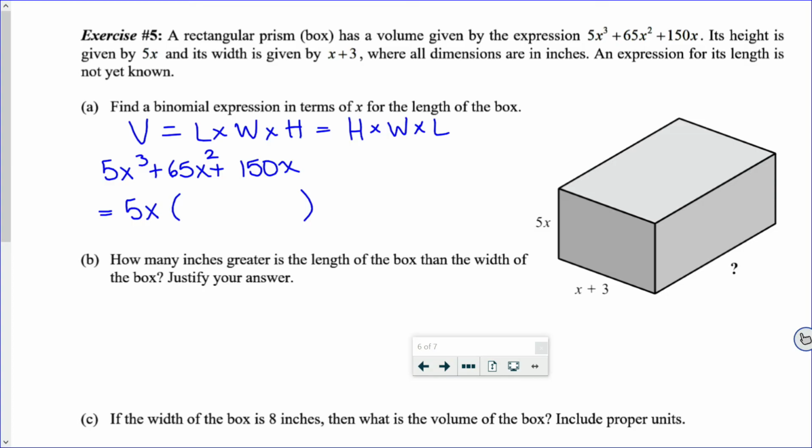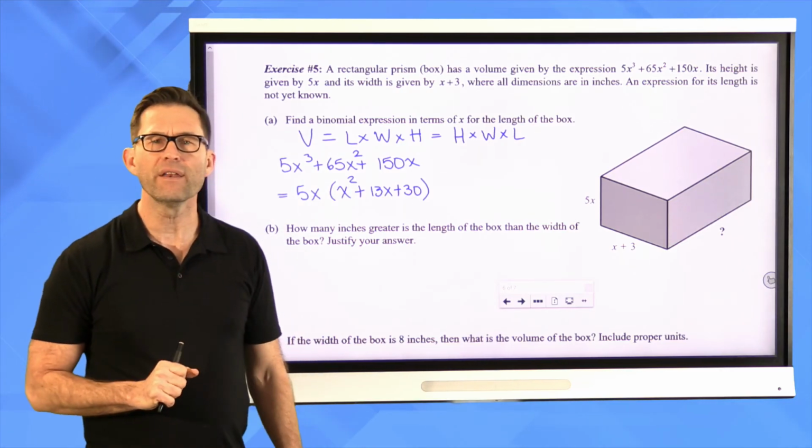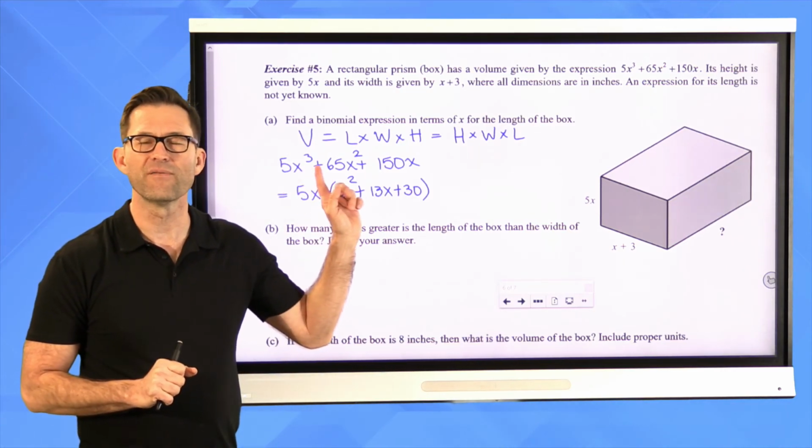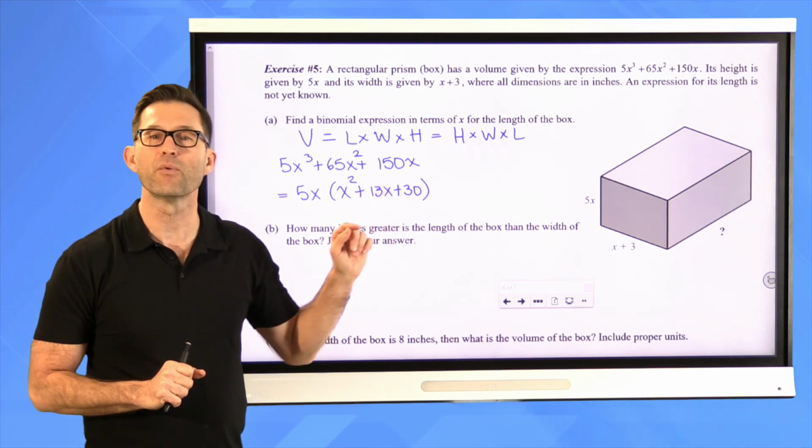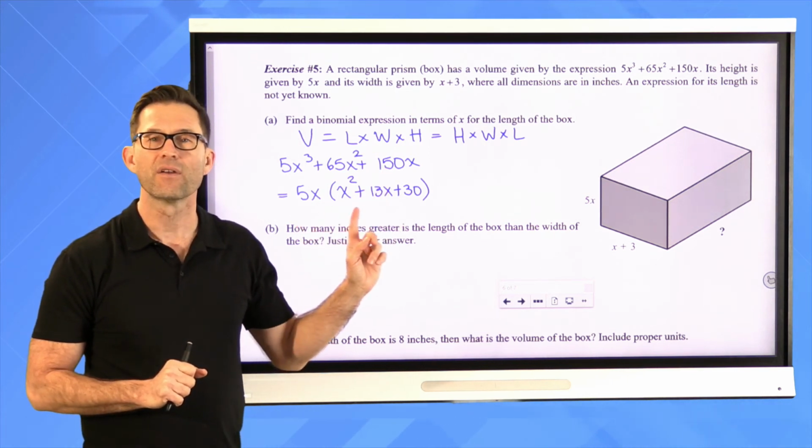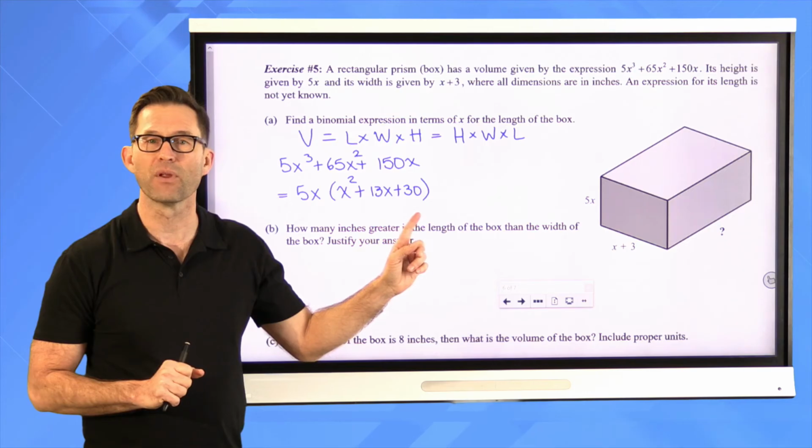Now, when I do that, what do I have left? Well, inside, I'm going to have x squared, plus 65 divided by 5 is 13x, and 150 divided by 5 is 30, right? So far, I know that the volume, 5x cubed plus 65x squared plus 150x, can be rewritten as 5x times x squared plus 13x plus 30.